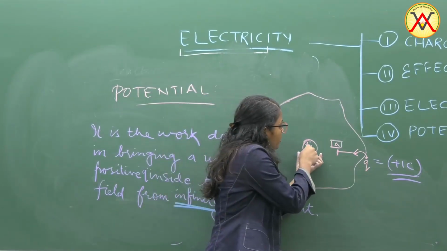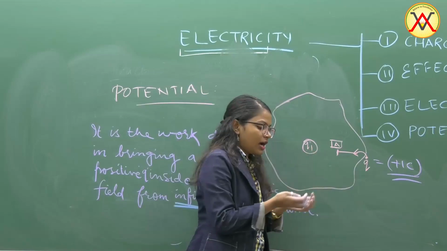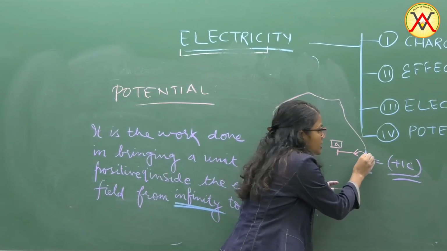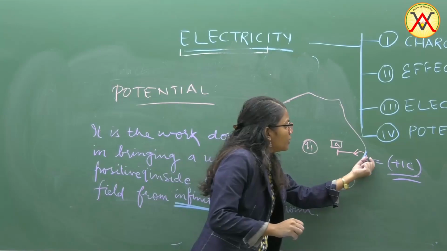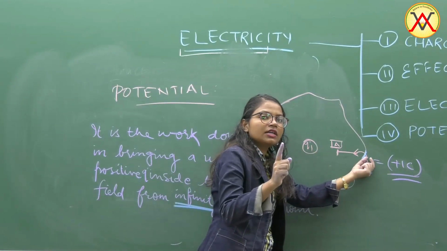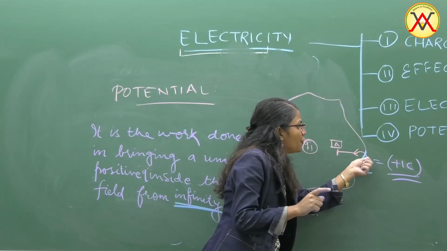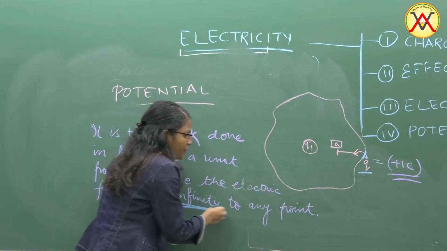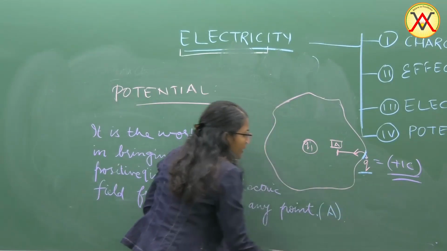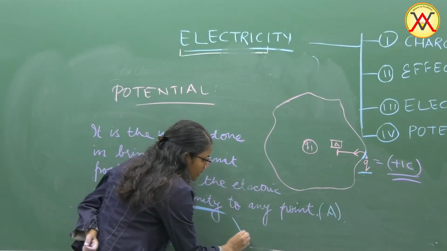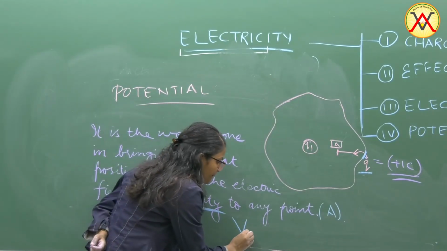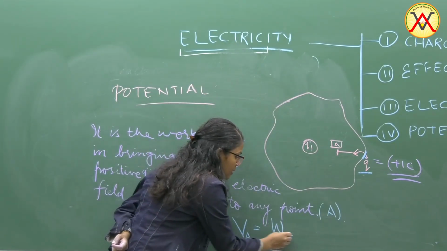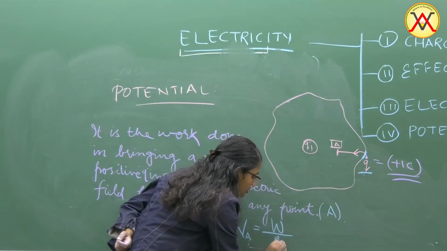In the same manner, the infinity for this Q1 charge would be this boundary, beyond which our unit positive charge is kept, right? Now, what will this charge be doing? This charge will be bringing this unit positive charge from infinity to a point inside this field. Here, this point is A. Potential is referred to by capital V. Potential of point A is nothing but work done divided by this unit positive charge.